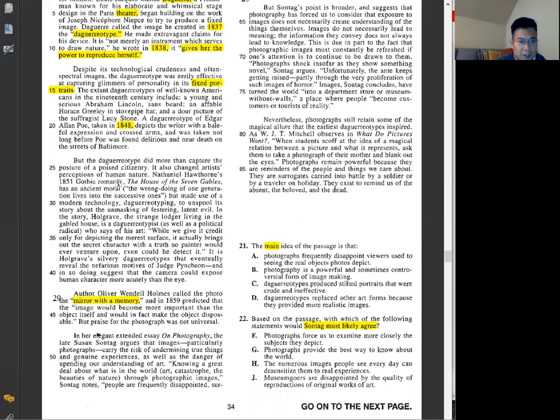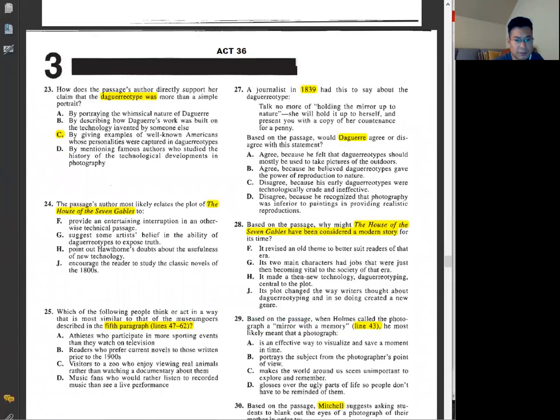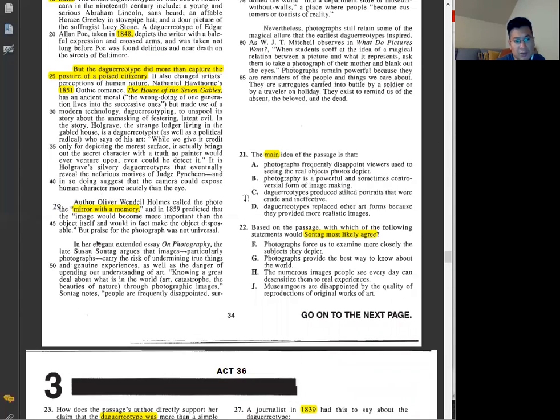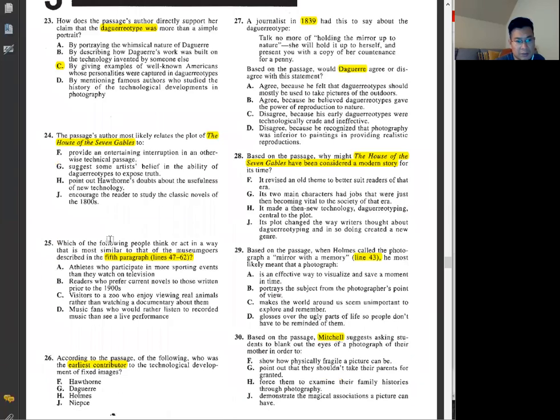But the daguerreotype did not merely capture the posture of Poe's citizenry. Which means it talks about more specific details of each moment that it depicts. It says Nathaniel Hawthorne's 1851 novel The House of the Seven Gables has ancient moral wrongdoing of one generation living on into successive ones. So now going back to question 24, it says the passage author most likely relates the plot to how the daguerreotype is described. That's like an example of that. That's why the answer is G.